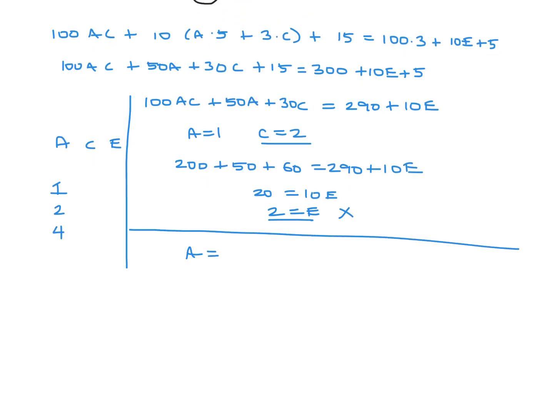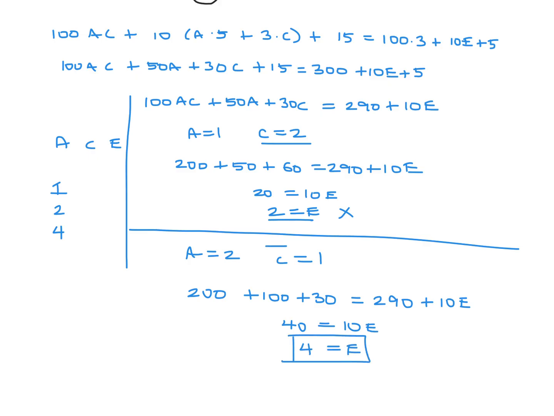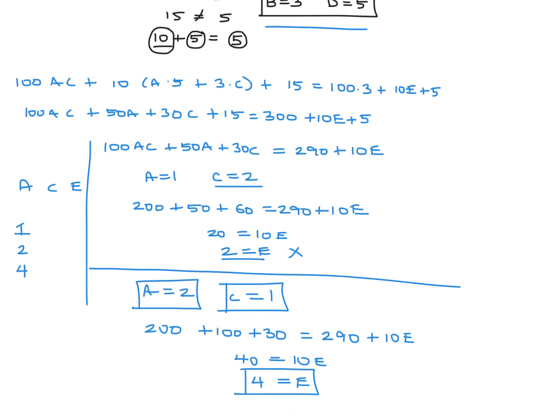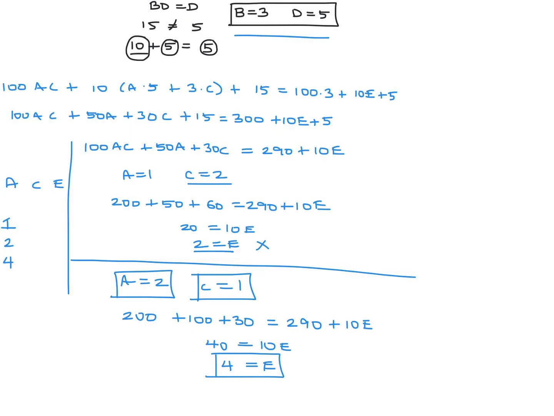Let's try A equals 2 this time and C equals 1, see what happens. If that's the case, then it becomes 200 plus 100 plus 30 is equal to 290 plus 10E, and that's what, 330, so 40 is equal to 10E, and therefore E is equal to 4. Well, that works. Yeah, I think that all works. So in summary, we have A equals 2, B equals 3, C equals 1, D equals 5, and E equals 4.